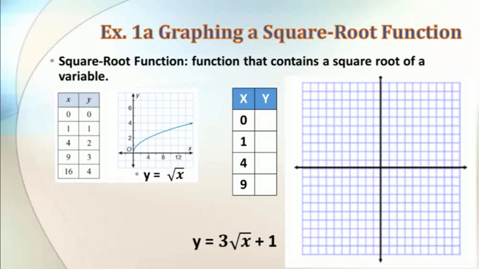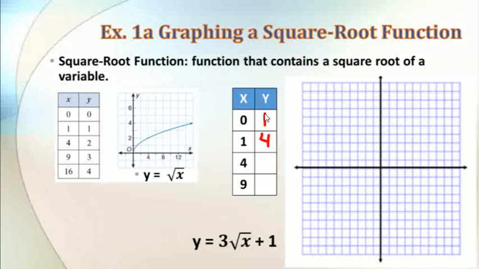So let's take a look at this first example. Y equals 3 times the square root of x plus 1. And here I put the numbers in the table for you. So if we put 0 in for x, the square root of 0 is 0. 0 times 3 is 0. 0 plus 1 is 1. Put a 1 in. 3 times the square root of 1 is 3. The square root of 1 is 1. 3 plus 1 is 4.